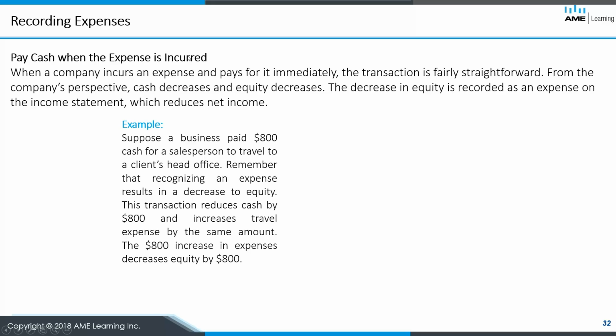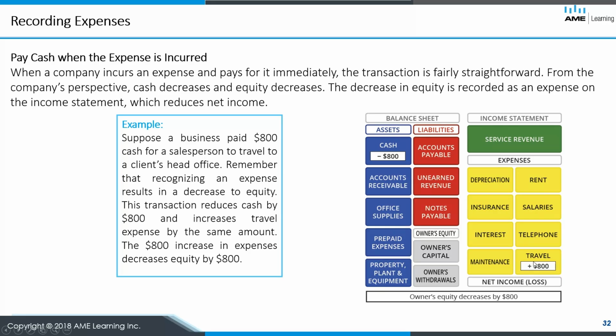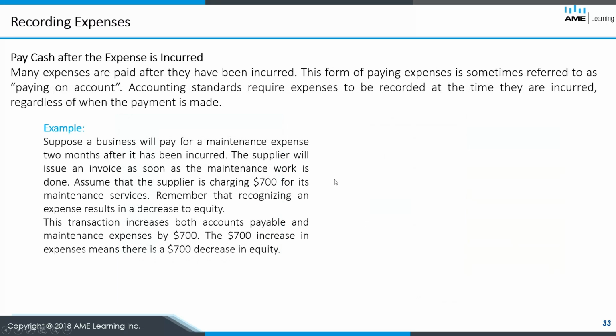This is a simple instance. When an expense is incurred, we just record a decrease in cash and we record expense. So cash will go down, expenses will go up. And remember, expenses going up means that owner's equity is decreasing. So pretty straightforward, I think. And then again, a very common occurrence is paying cash after the expense is incurred. And sometimes you'll hear the terminology is you're paying on account. And again, we have to record the expense at the time it's incurred, not when the payment is made, regardless of when the payment is made.